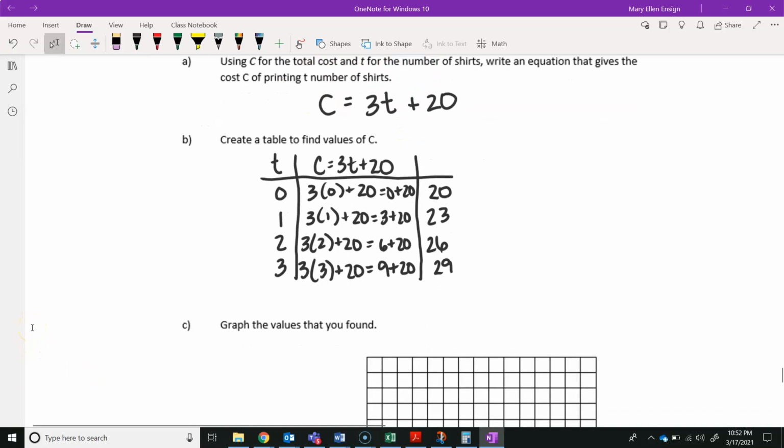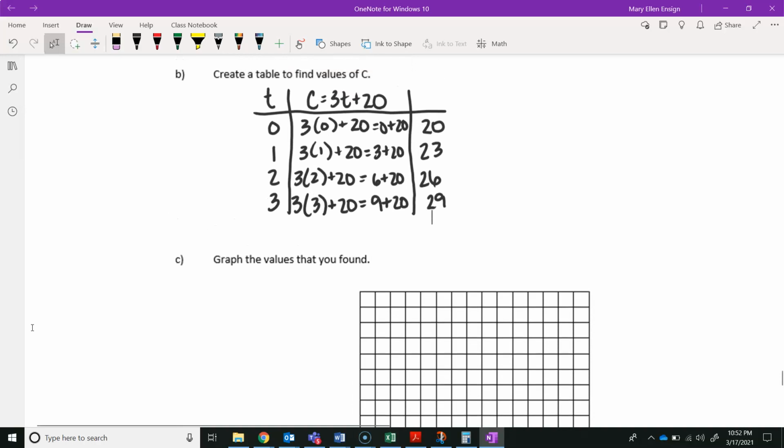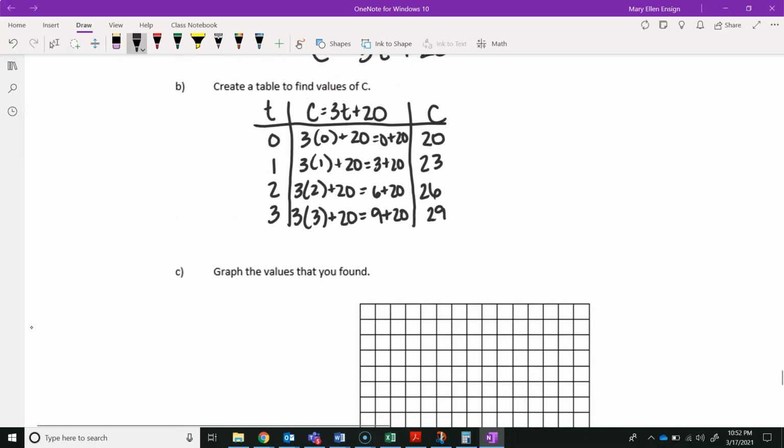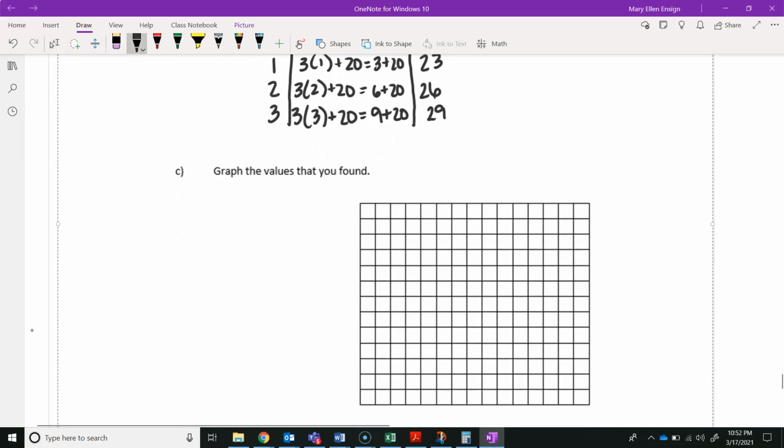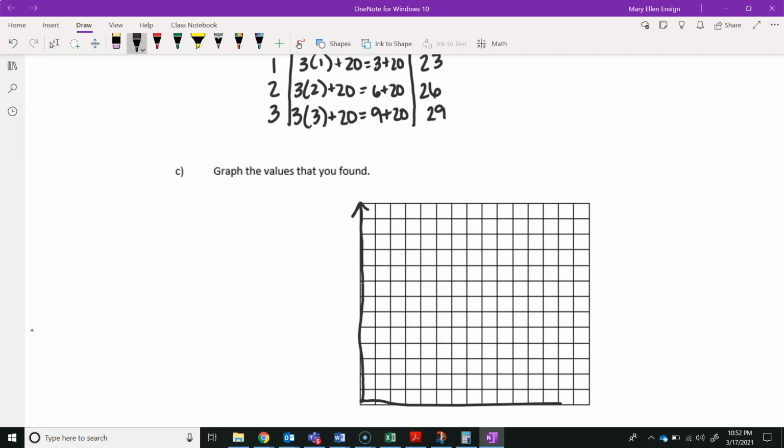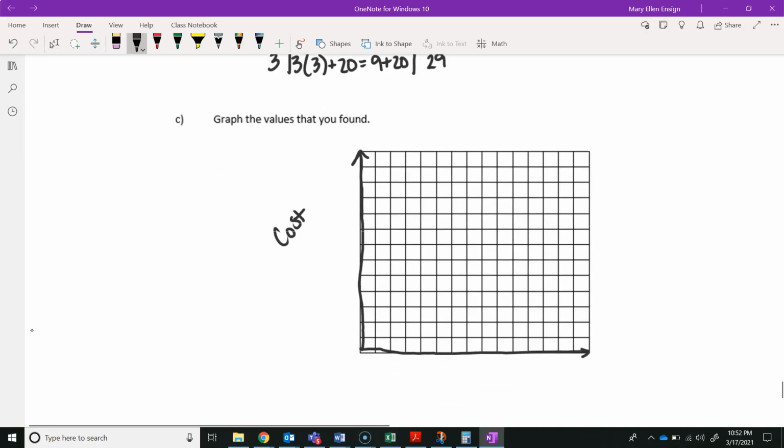Now, to graph the values, it's going to be a little different this time. My Y value, or my C in this case we're calling it, cannot be by ones because I won't make it up there. And again, we only need the first quadrant. I can put my axes right here as if I'm just taking that first quadrant, because I'm not going to have negative numbers of shirts or negative cost. This is my cost, and this is my number of shirts down here. So I could count by ones here. Again, I can just put the evens on.